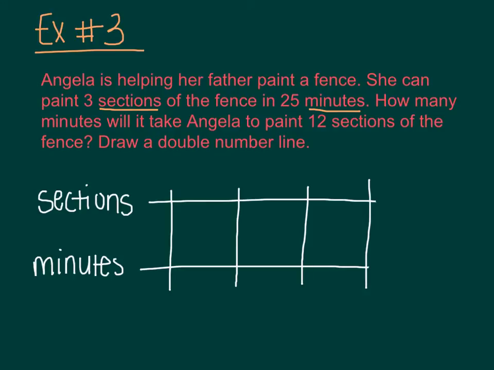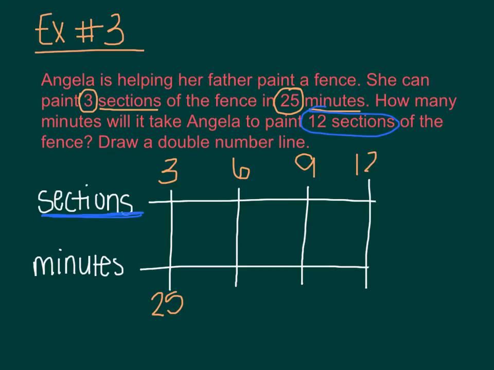So to start out with, she can paint 3 sections in 25 minutes. But what we want to know is how many minutes is it going to take her to paint 12 sections. So I know I need to get to 12 sections. So I'm going to count by threes until I get to 12. 3, 6, 9, 12. And then on the bottom, I'm going to count by 25. So 25, 50, 75, 100. So it is going to take her 100 minutes.